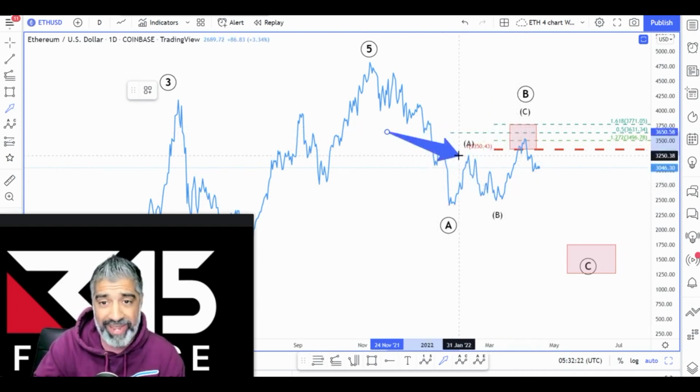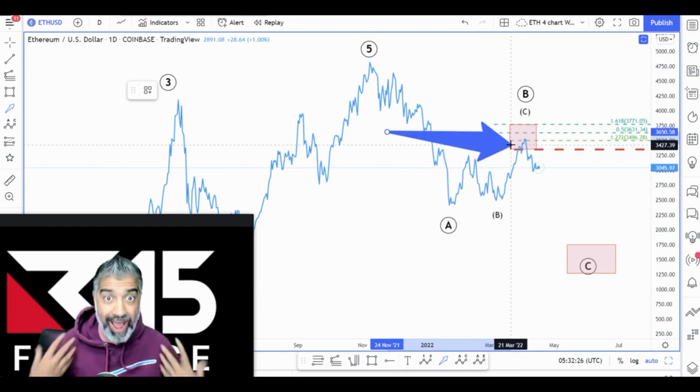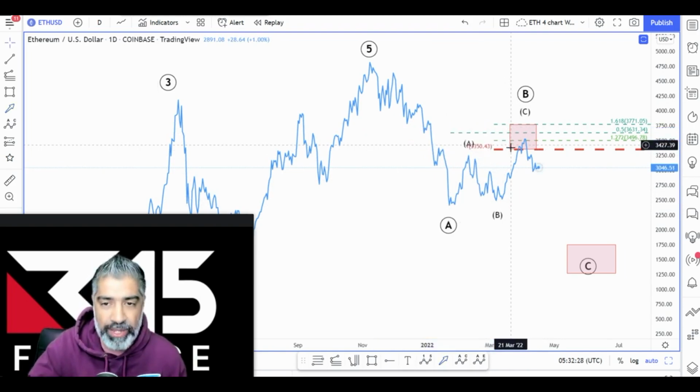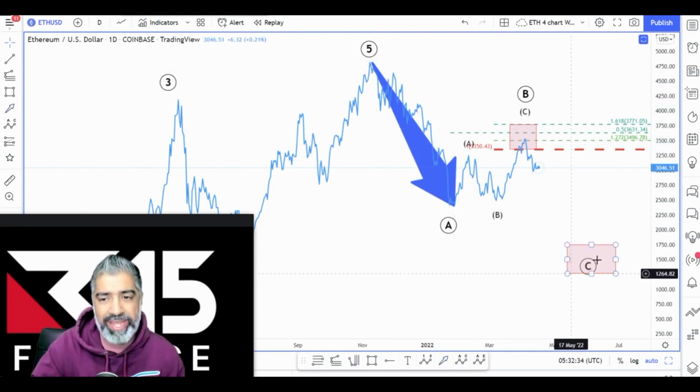And if you do have an ABC, what's typical next, high probability, is that it will have a continuation of the former trend. The former trend is this, therefore making a new low.